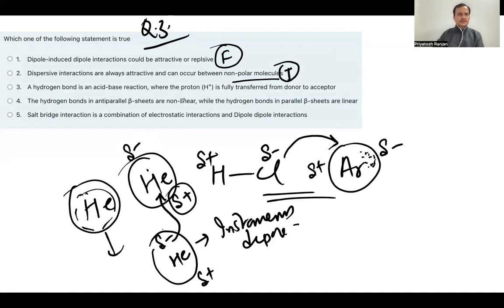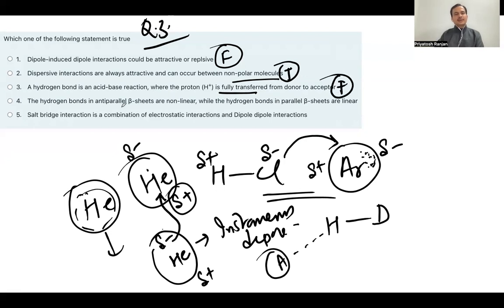So seems all right. Hydrogen bond is an acid-base reaction where the proton is fully transferred from donor to acceptor. False. It's written fully transferred. Always remember, hydrogen bond is not a real bond. You need to have a hydrogen bond donor, and then you have an acceptor. So it's a bond, which is not actually a bond. The hydrogen is getting shared between the donor as well as the acceptor. So it's not a complete transfer. So this is going to be false.